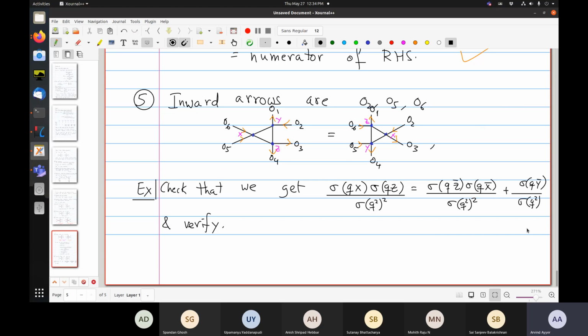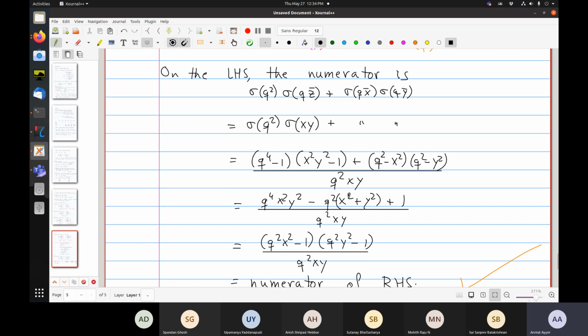So all of these things together prove the Yang-Baxter equation. Okay. So there is, as I said, a lot of non-triviality here, and this is why these weights are chosen, particularly this identity.